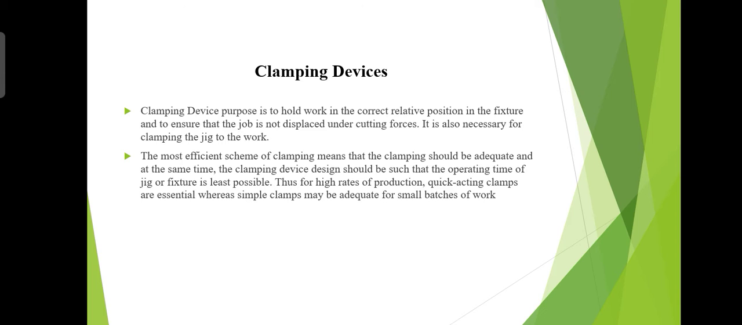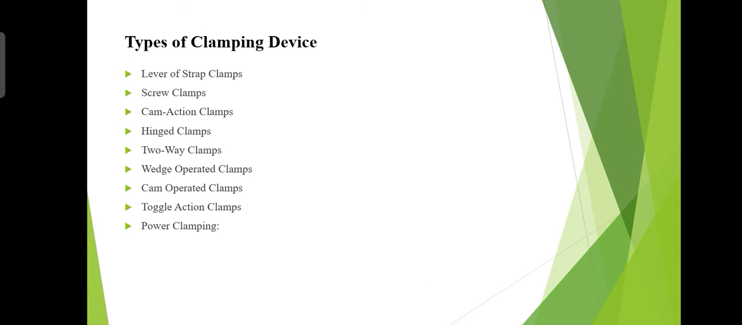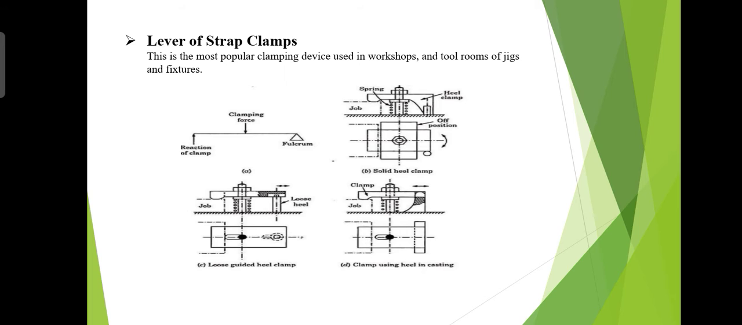The common types of clamping devices are the lever clamp, and the lever clamp is also classified into solid heel clamps, loose guided heel clamps, sliding clamps with heel, and clamps with adjustable heel pin. So lever or strap clamps are classified into four types. Another ones are screw clamps, cam action clamps, hinge clamps, two-way clamps, wedge operated clamps, cam operated clamps, toggle action clamps, and power clamping. These are some types of clamping devices.